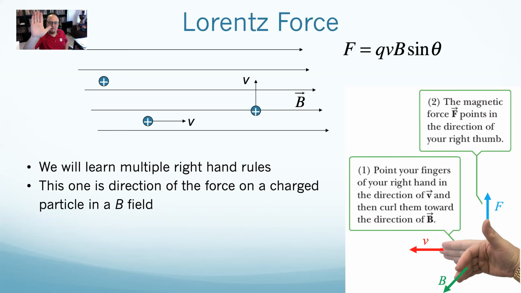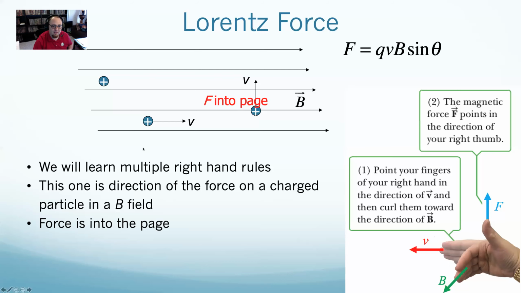And so when I curl my fingers in the direction of B, my thumb is pointing right at my face. Wait. Yeah, but I'm doing it backwards, because it's mirrored. So if I match this, it's going to point into the page. Even though for you this probably looks backwards, trust me, that's into the page for me. And so I'll take my fingers, point them towards V, curl them to B, and wherever my thumb points, that's the direction of force. You can try this. Put your hand in the direction of V, curl your fingers to match B, and look, your thumb is into the page. That's the force. The force is into the page.